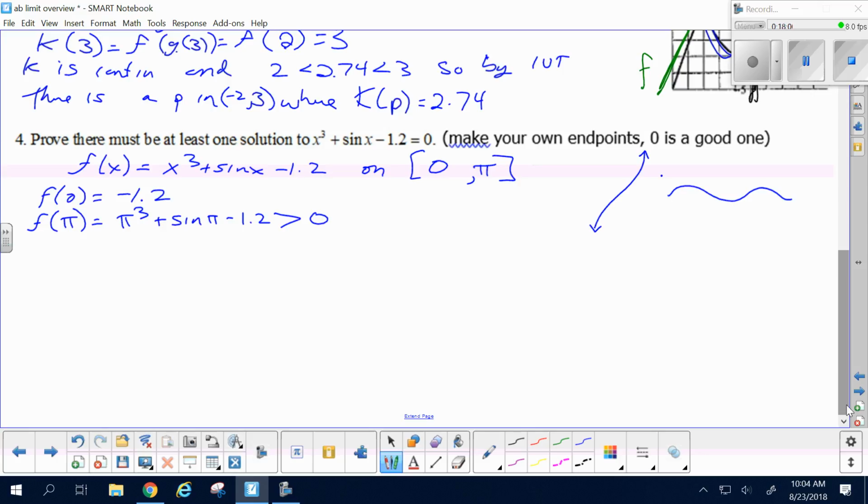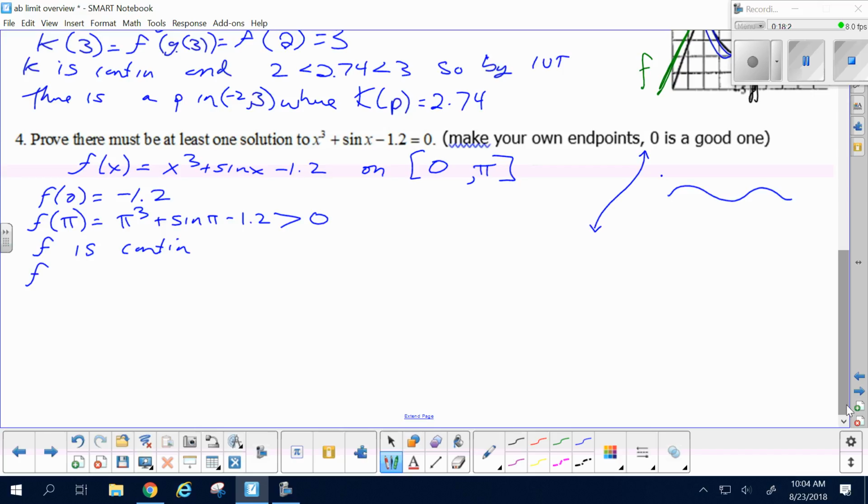I forgot the continuity part. Cubes are continuous. Sine is continuous. Is the combination continuous? Yes, it is. f is continuous. If you really wanted to overachieve, you could say parenthetically x cubed and sine are both continuous, but you don't need to. Therefore, we're ready to set our conclusion.